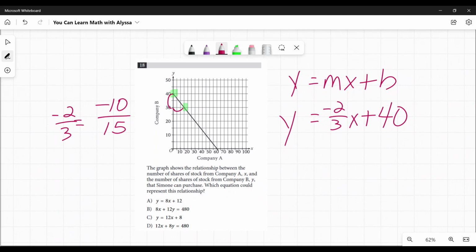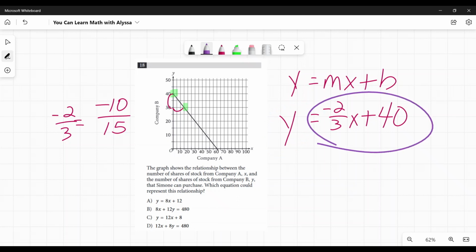They're being tricky. So first things first, I'm looking over here and we've got two of them. The x's and y's are on the same side. And two of them, the y's are by themselves. Now, I already have the y by itself, and it's negative 2/3 x plus 40. That does not match either of these two. So they are out. They're gone.